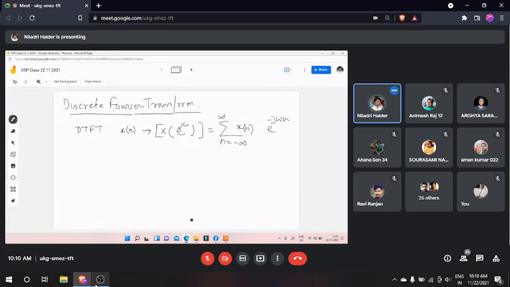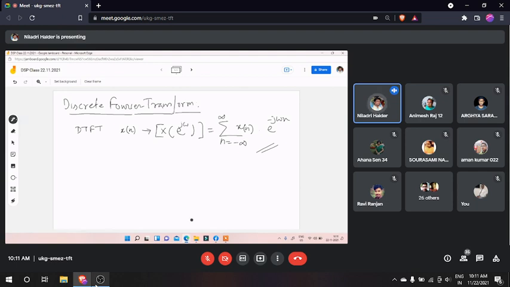Okay. The DTFT of a sequence xn is given by the sum from n equal to minus infinity to infinity of xn e to the power minus j omega n, that you did in the signal and system classes.